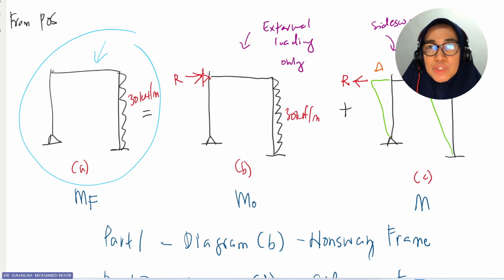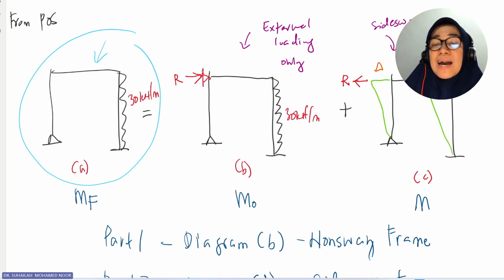From the principle of superposition, remember, we will calculate the member end moment in diagram A. Diagram A is actually a combination of two, external loading and delta. M naught we can calculate directly because the external loading is a known value. It is 30 kilonewton per meter. But in C, the delta is unknown, so we do not know the end moment M yet. That is why, when we move to table number two, the side sway frame, we do not analyze diagram C directly.